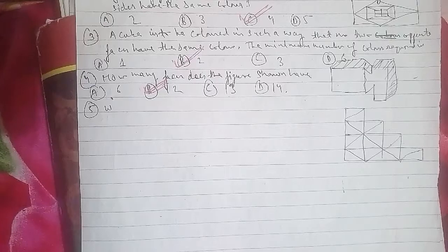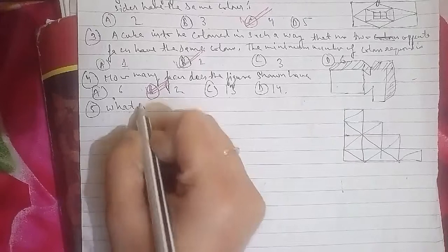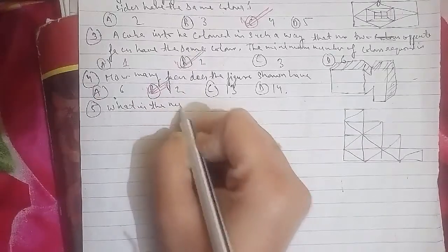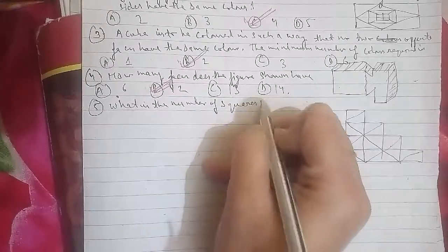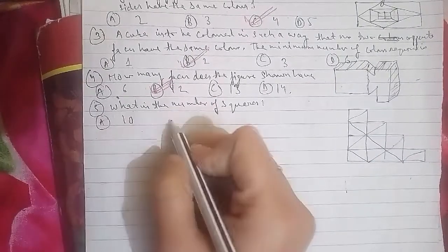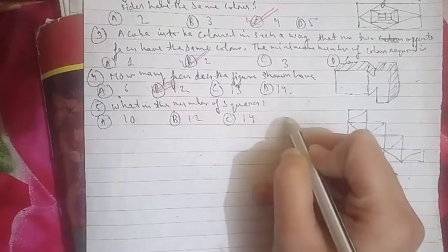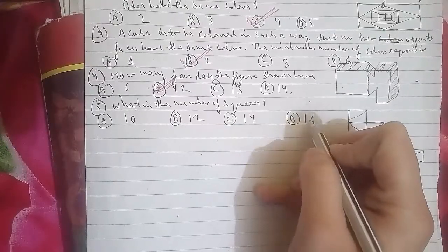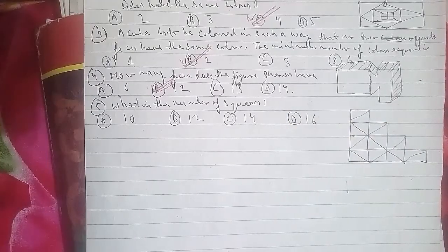What is the number of squares that we have to find out in this figure? The options are: A is 10, B is 12, C is 14, and D is 16. The answer will be 14. So 14 squares are formed here. You can just count them to find the answer.